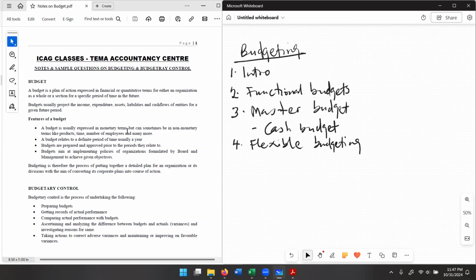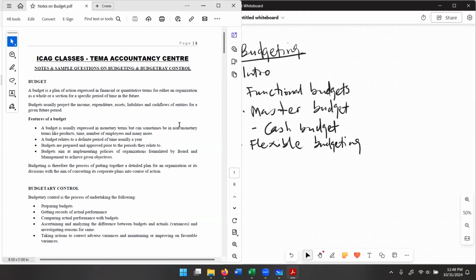So these are the four things we will be looking at. So quickly, let's look at our left side. We have our notes. So when we say a budget, what are we talking about? Budget is a plan of action that is expressed in financial or in quantitative terms for a particular organization or a unit of the organization within a given period of time for the future. So what we are saying is that a budget is a plan that would actually be put into action.